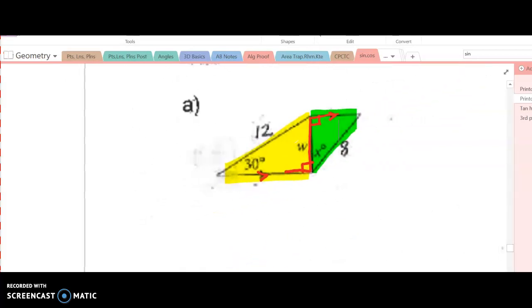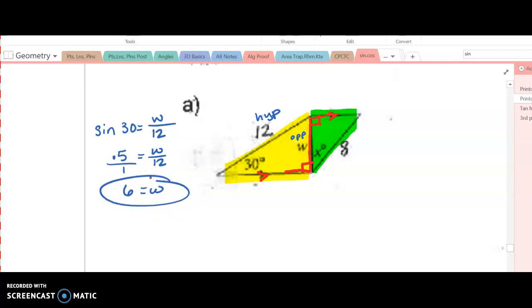So let's start with the yellow triangle, I think, since I have more information to work with on that one. This is opposite and this is hypotenuse, so that would mean what? Sine would be W over 12, and so sine 30 in my calculator is 0.5, equals W over 12. So cross multiply, 0.5 times 12 would be 6, so W is 6.